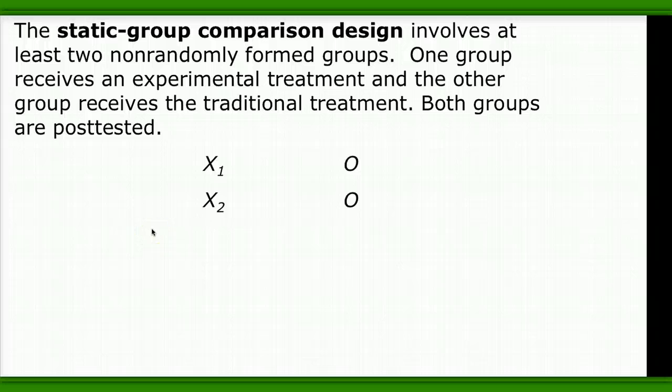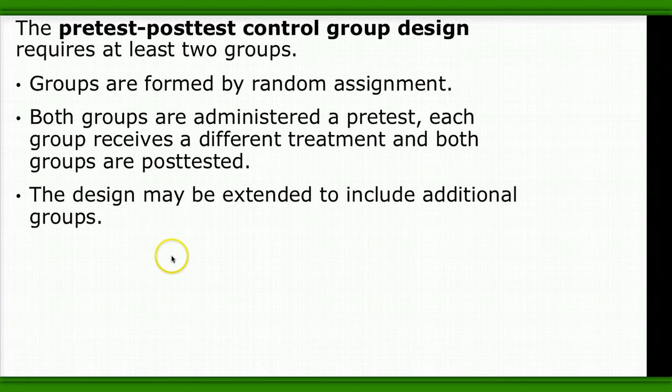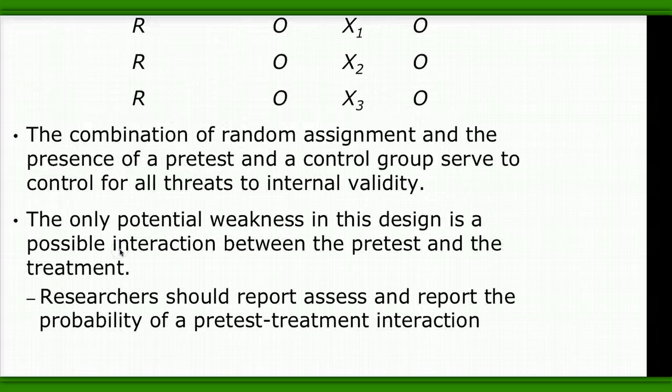Let me show you one more. Let's get into the pre-test, post-test control group, or the true experimental designs. The pre-test, post-test control group design, because it says control group, involves two groups. It can be more than 2 groups, but in this particular design it's 2. Both groups are administered a pretest. Each group receives a different treatment and both groups are post-tested, and they may include additional groups. So here's one showing 3 groups.